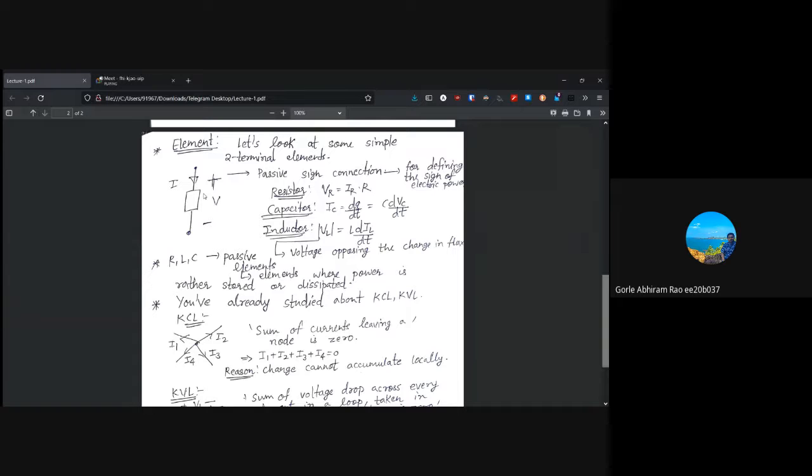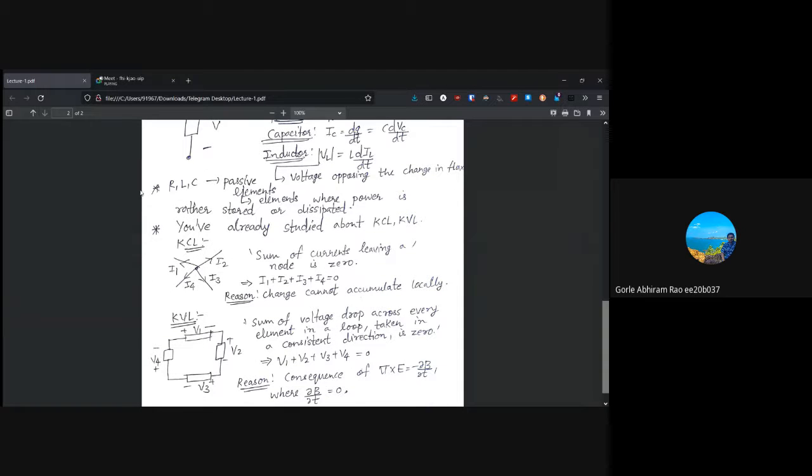Similarly for an inductor, if we try to find the magnitude of the potential difference across the inductor, it is L di by dt, since it is the time derivative of flux. If you want to represent the voltage with its sign for an inductor, the voltage will have a negative sign, because this voltage is going to oppose the change in flux that happens in the inductor.